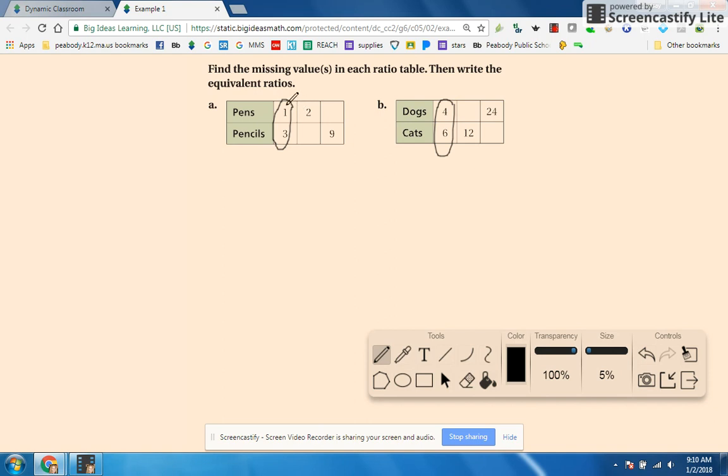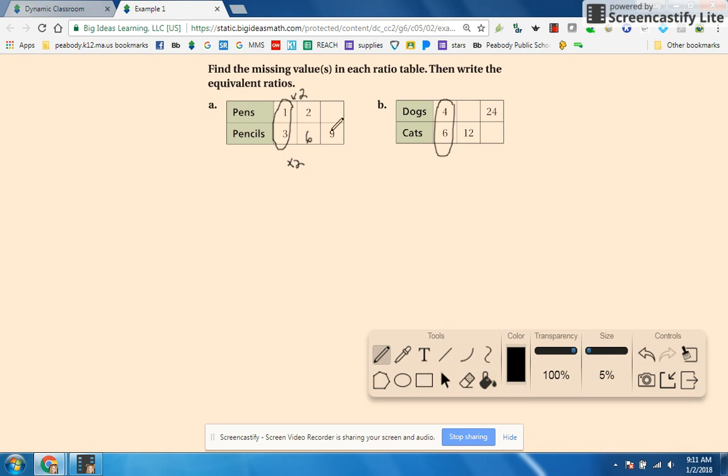So let's say they're saying for every 1 pen, there's 3 pencils. So now they're saying if there's 2 pens, how many pencils are there? So to get from 1 to 2, remember you're either multiplying or you're dividing. So in this case, you would be multiplying by 2. So I'm going to multiply the bottom number by 2, and I get 6. That means if you doubled it, there'd be 2 pens and 6 pencils.